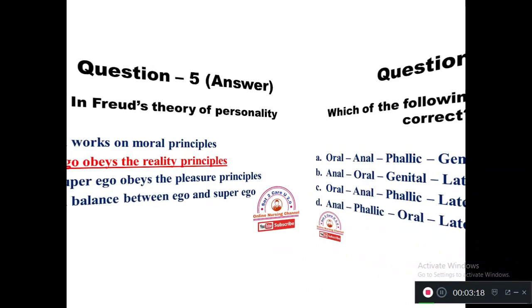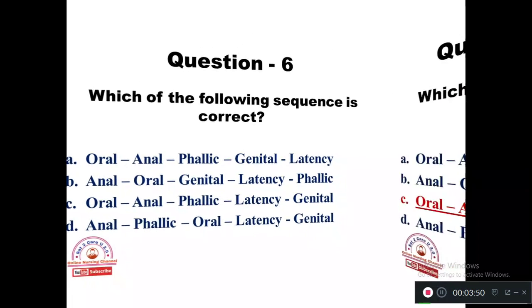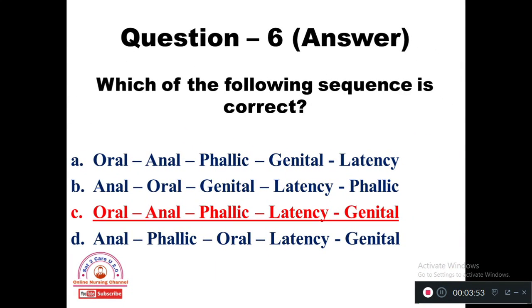Question number 6. Which of the following sequences is correct? A. Oral, anal, phallic, genital, latency. B. Anal, oral, genital, latency, phallic. C. Oral, anal, phallic, latency, genital. D. Anal, phallic, oral, latency, genital. So this is the stages of psychosexual development theory by Sigmund Freud. We have 5 stages: it starts with oral, then goes to anal, then phallic, latency and genital. So option C is right.